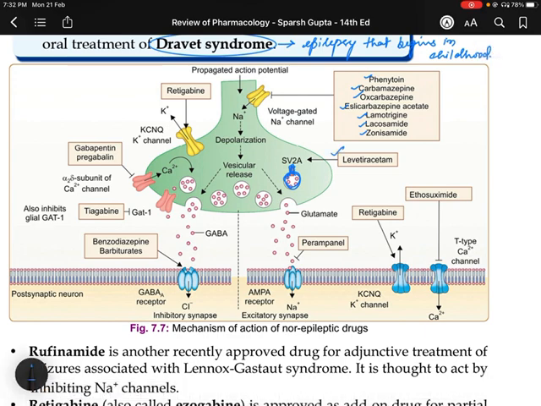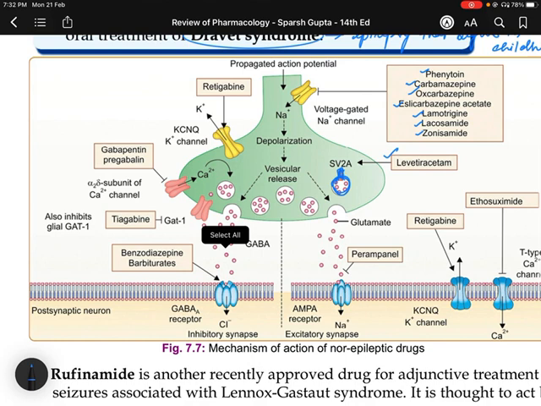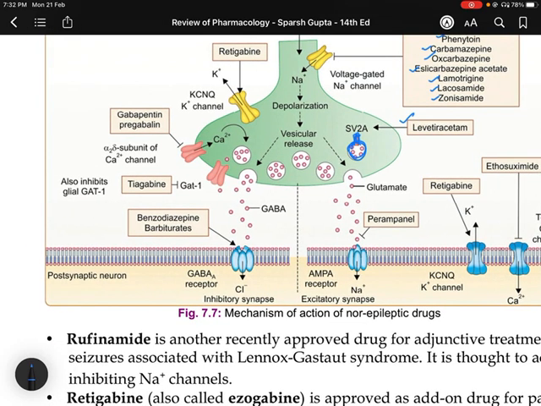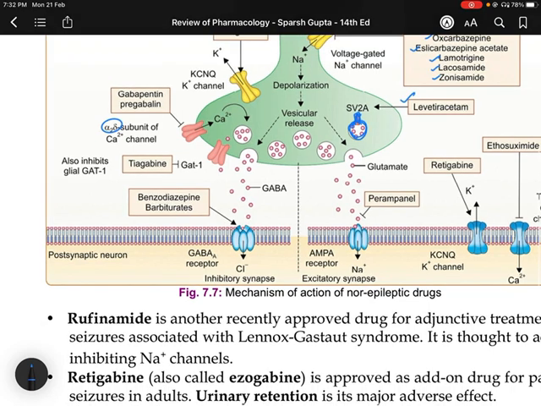Now retigabine actually blocks the potassium channel. Gabapentin and pregabalin act on the alpha 2 delta 1 subunit of the calcium channel and inhibit calcium intake. Tiagabine acts on the GAT, also inhibits glial GAT. Benzodiazepines and barbiturates obviously act on the GABA benzodiazepine chloride channels.